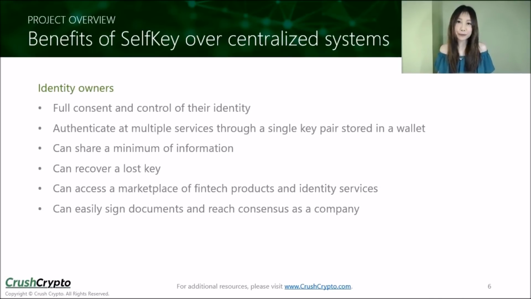For identity owners, convenience is one of the main benefits of using a decentralized identity system like SelfKey over traditional centralized identity systems. With a decentralized system, they do not need to go through numerous onboarding processes, keep multiple authentication devices, and so on. The system is also more efficient in that users can access a suite of products and identity services, gather signatures, port information from one service to another, and so on.